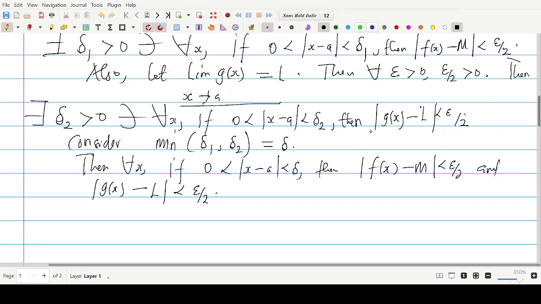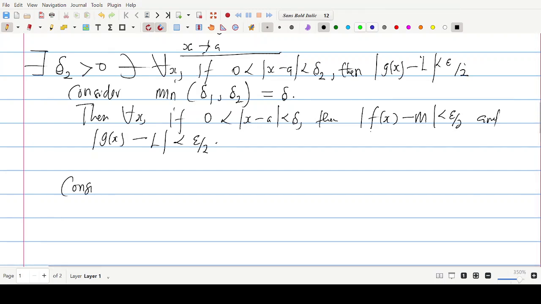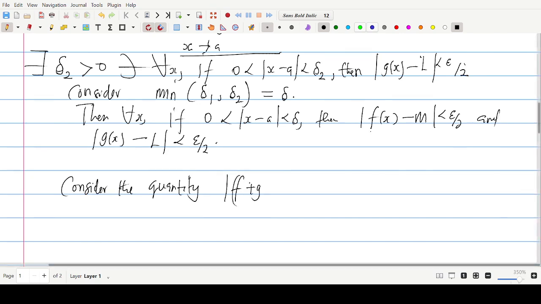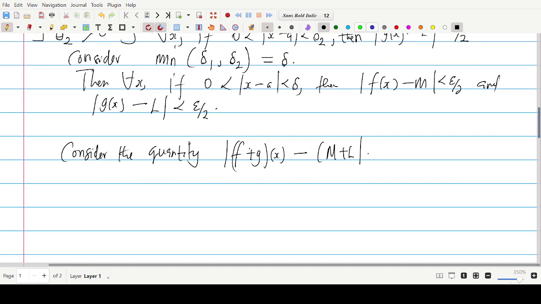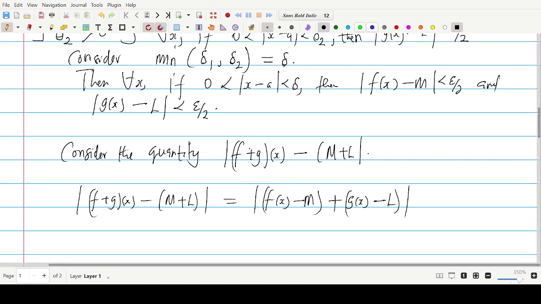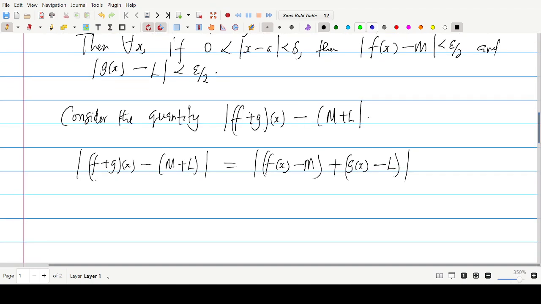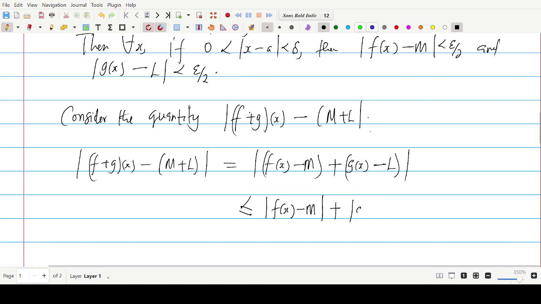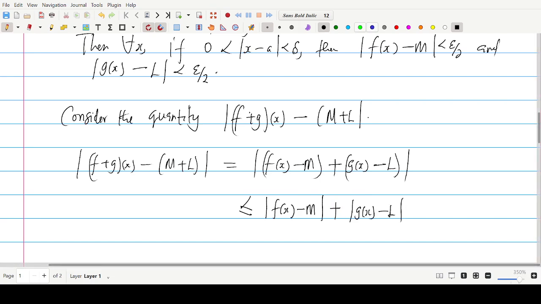Then we can also consider a quantity. Let's consider this quantity. Now, as a well-known thing, this quantity we are considering can also be written in this manner. All right? Now, from the triangle inequality, this last statement can be written as less than or equal to the modulus of f of x minus m plus the modulus of g of x minus L. All right, we have this as a result.